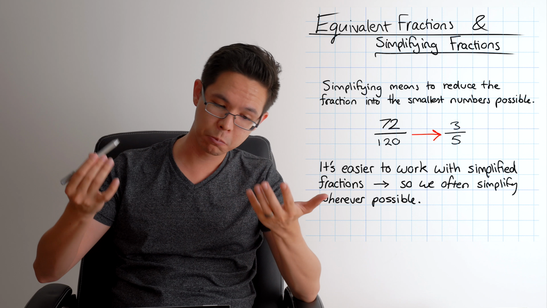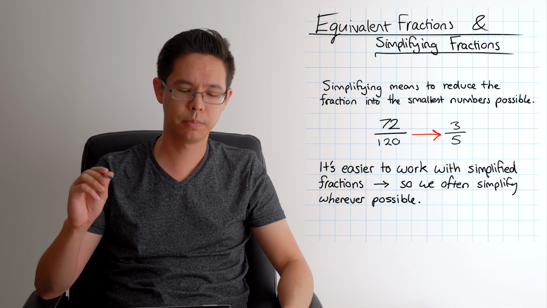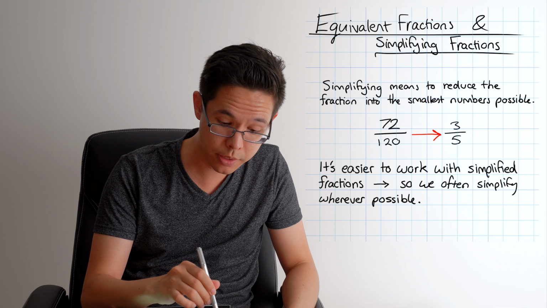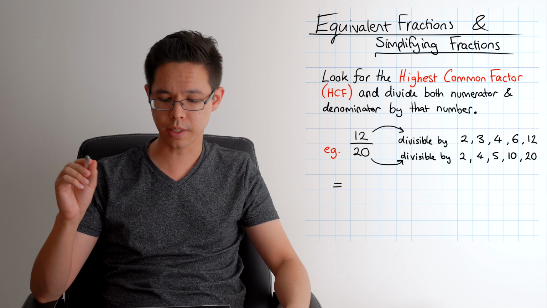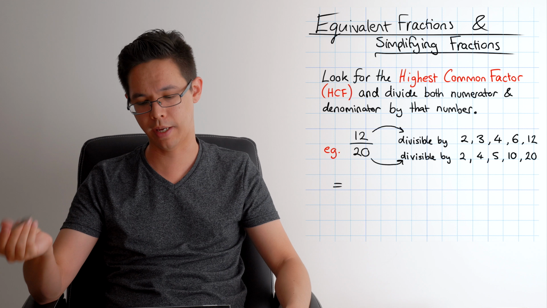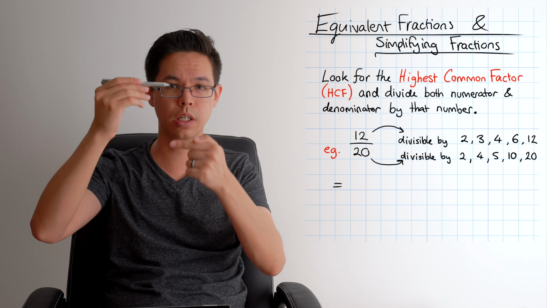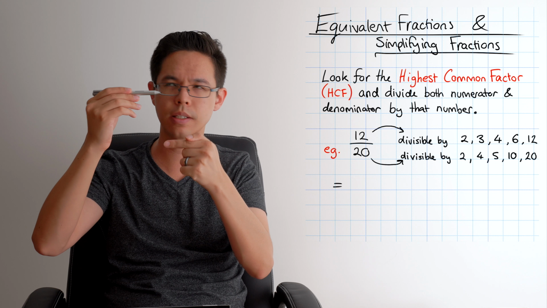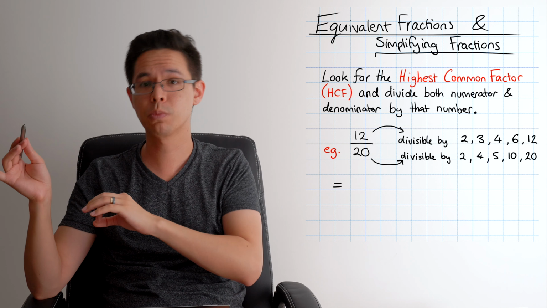So when you get there in your working, try and consider ways that you might be able to simplify. How do you simplify? Well, there are some strategies. The main strategy that you'll find is to look for the highest common factor that can divide both the numerator and denominator. Okay, so it's got to be the same number that can divide both top and bottom. And you want to pick the biggest one possible.